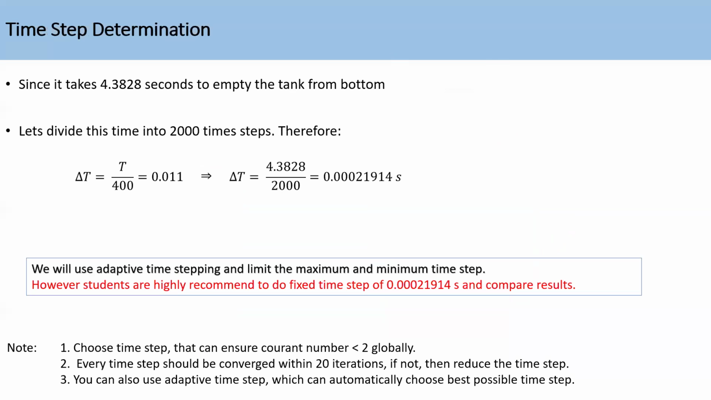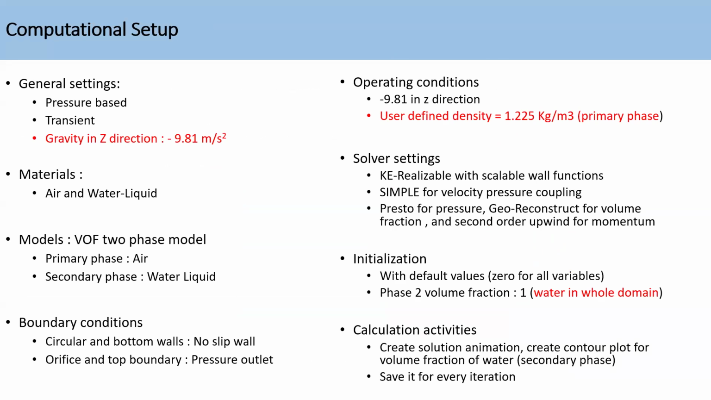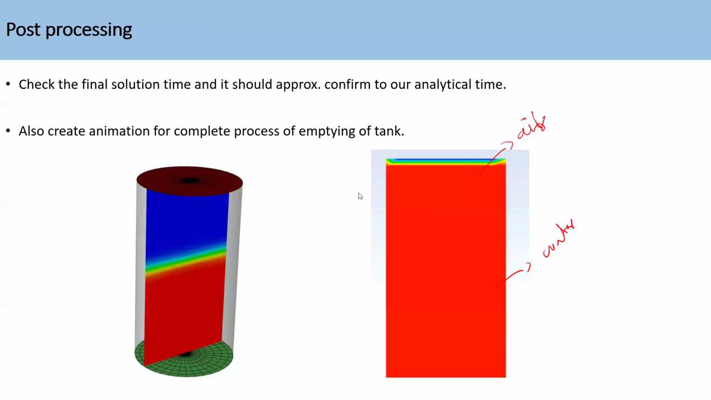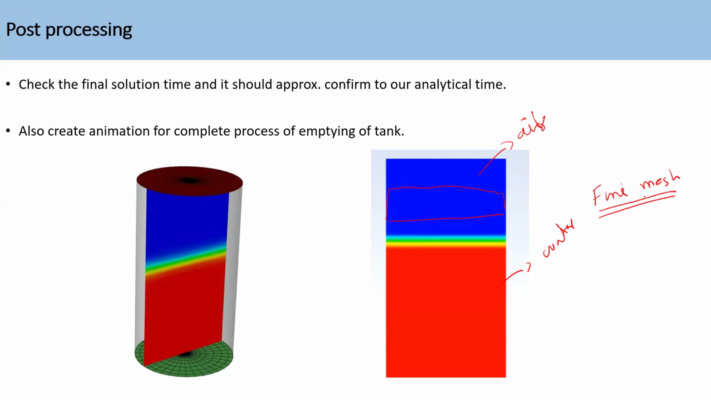I have a question. Why do we have a colorful gradient at the interface? Like we have water below and air above. There are actually two issues here. One is that both fluids are present here, which means it is the interface. We have both air and water. And the second thing is that the mesh is not very fine. If we have a very fine mesh, then we can have a very sharp interface.